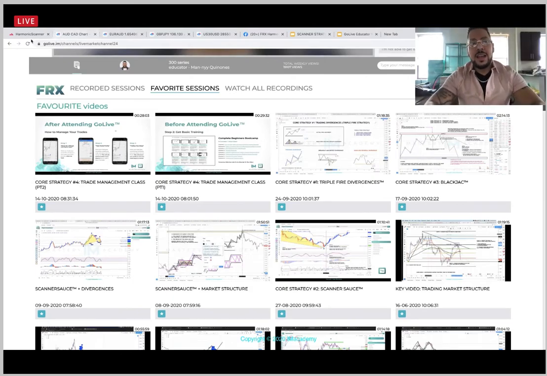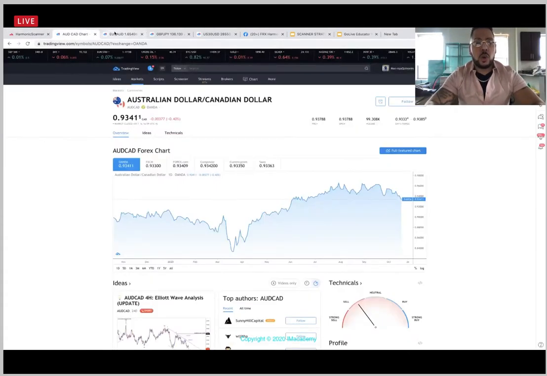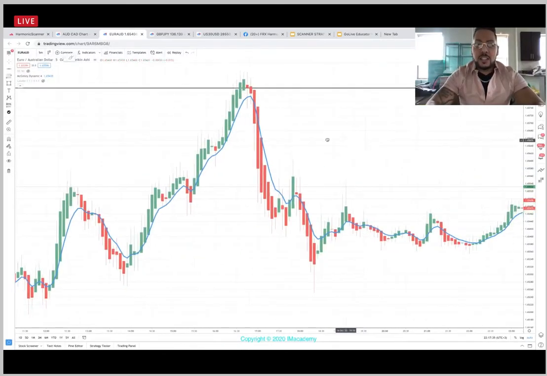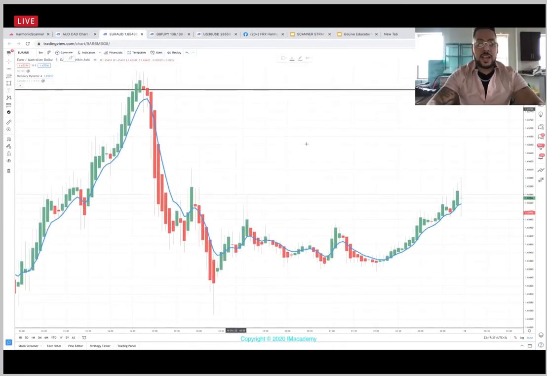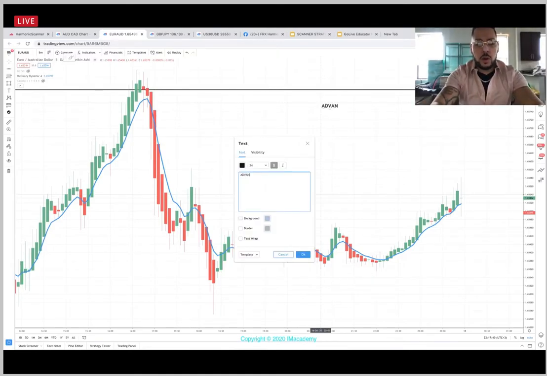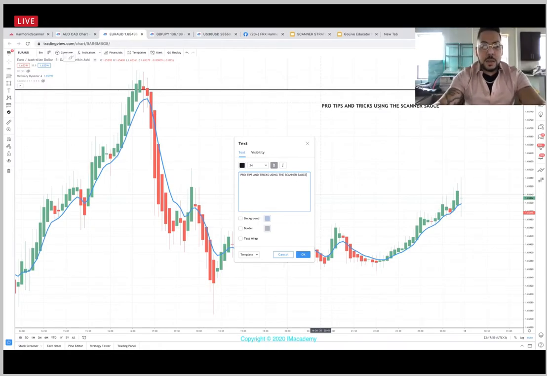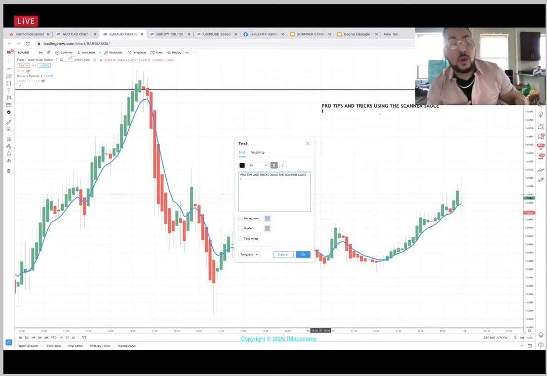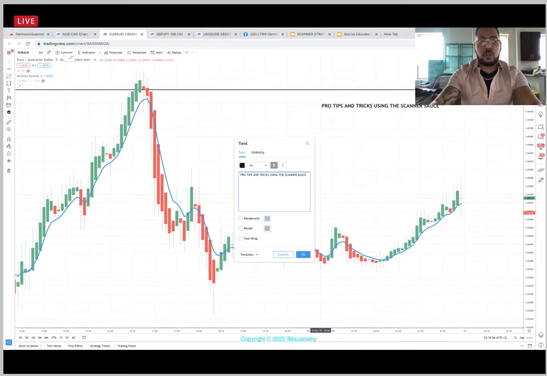Now, let's get to the good stuff. Let's talk about some advanced tips and tricks when using the scanner source. Ready? So here we go. So advanced or pro tips, or we're going to call this pro tips and tricks using the scanner source. Okay? Now, when I say pro tips and tricks, this means that only a real trader who knows what they're doing is going to be able to follow along. But let's talk about some of these pro tips and tricks.